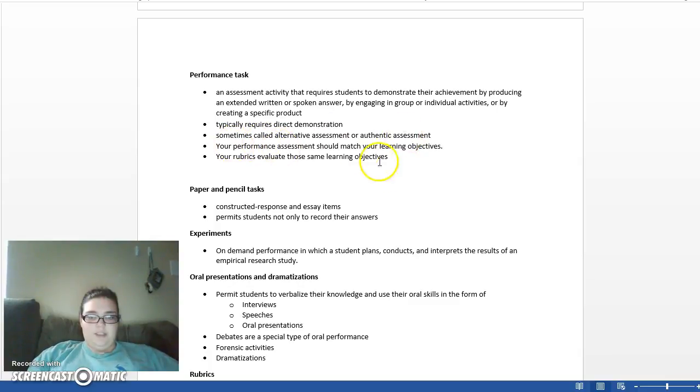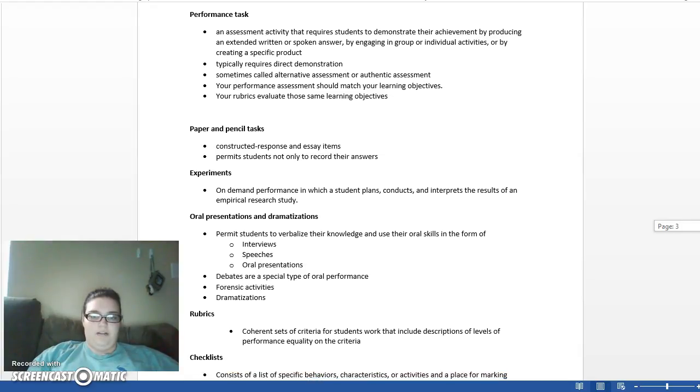Your performance assessment should match your learning objectives always. They always have to match your learning objectives, or you're just having your students do nothing for no reason. Your rubrics evaluate those same learning objectives. So your rubrics should be able to evaluate those objectives, and you should be able to look at the assessment and just be able to check down a list if you're doing a checklist, or use the rubric from no understanding to excellent understanding.